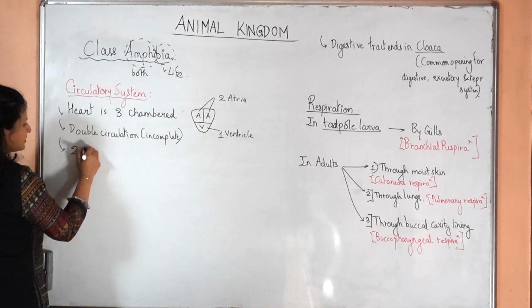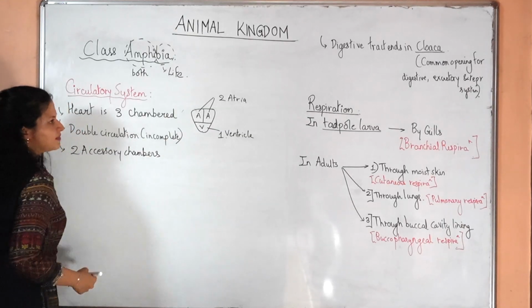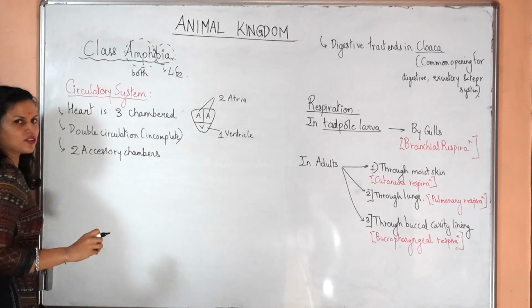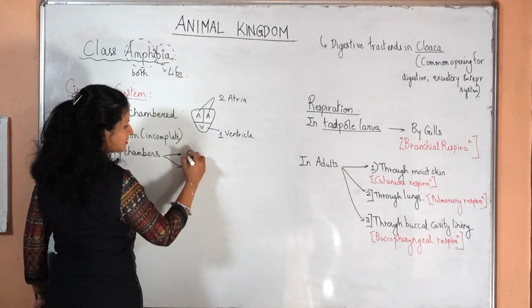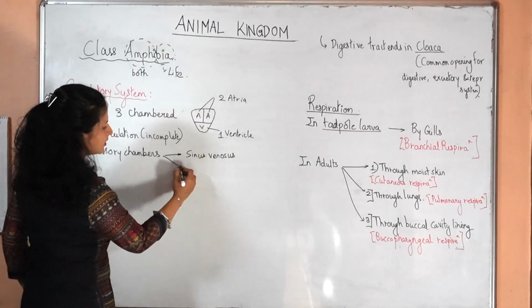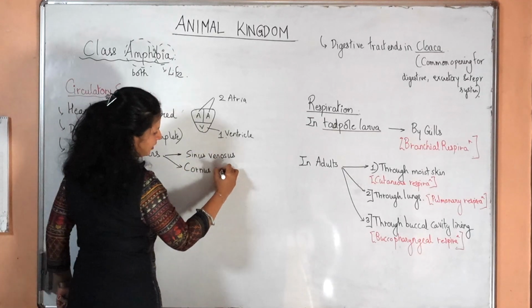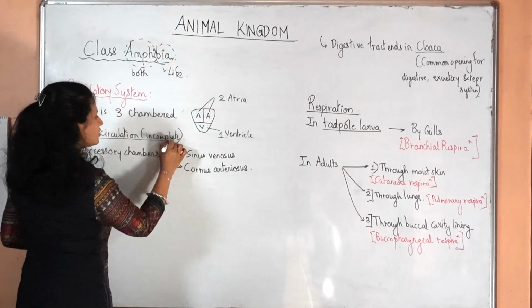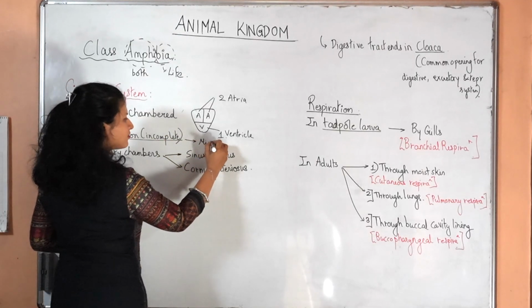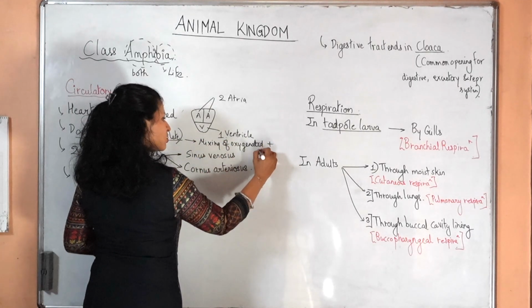There are 2 accessory chambers which help in regulating the movement of blood flow properly. One is called the sinus venosus. Second one is called the conus arteriosus. Double circulation incomplete. There is mixing of oxygenated plus deoxygenated blood.